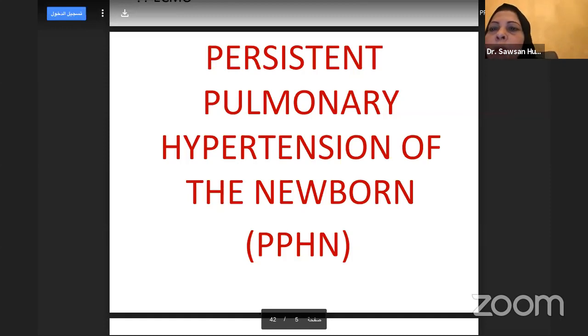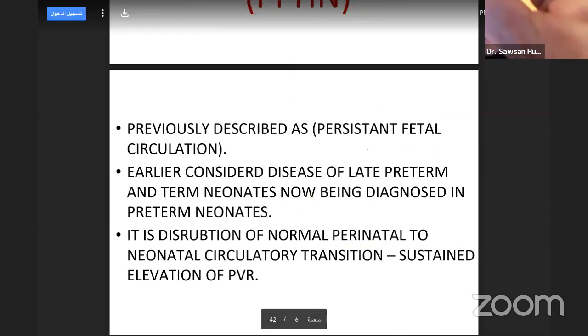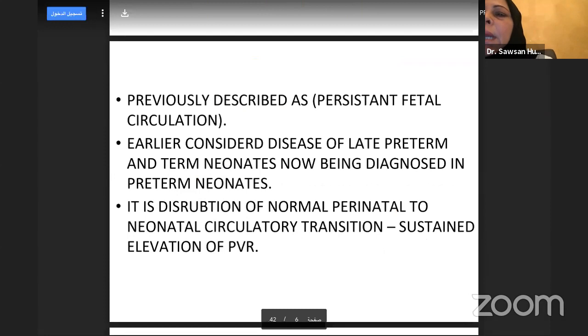Okay, so how do we define persistent pulmonary hypertension of the newborn? It was described previously as persistent fetal circulation, and earlier was considered a disease of preterm and term units, but currently it occurs in preterm units.